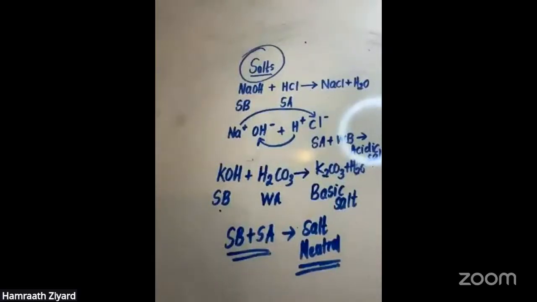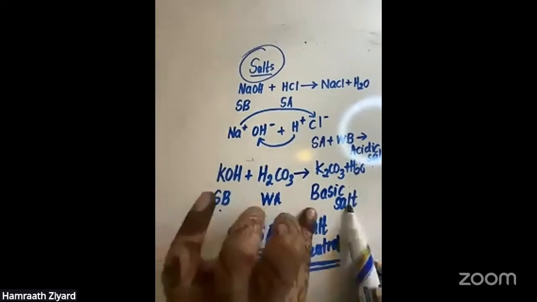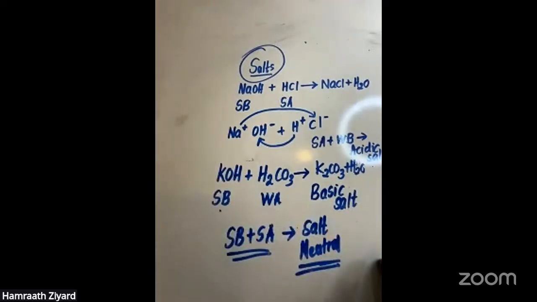Clear? Got it? Understood? So whenever an acid combines with a base, they will form salt plus water. If a strong base combines together with a strong acid, they form a neutral salt. When a strong base combines together with a weak acid, the strong base is the bigger one, so you will form a basic salt. If a strong acid combines together with a weak base, they will form the acidic salt, because here the acid is the dominant one. Clear? Got the idea? Understood about the salt?